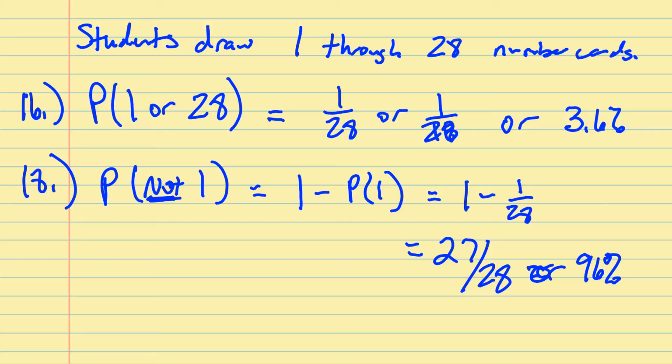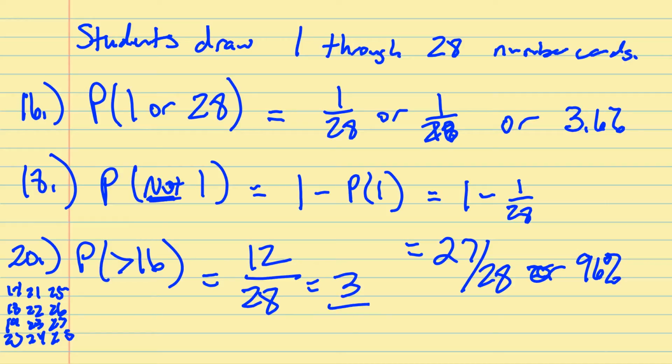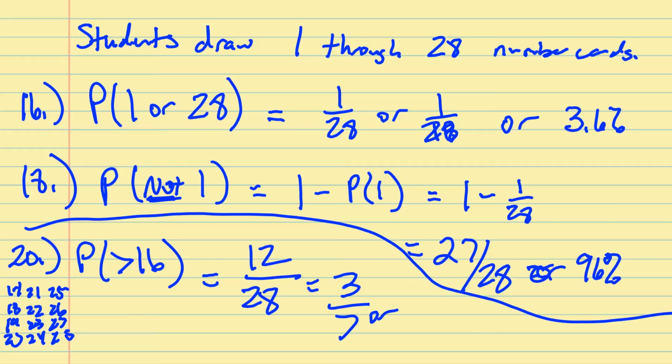All right, 20, probability of greater than 16. So I'm going to think of the numbers bigger than 16. 17, 18, 19, 20, 21, 22, 23, 24, 25, 26, 27, 28. So 12 numbers are bigger than 16 out of 28 total. So 12 over 28 is going to break down into 3/7, or about 43%. Right? And that's it for 20.